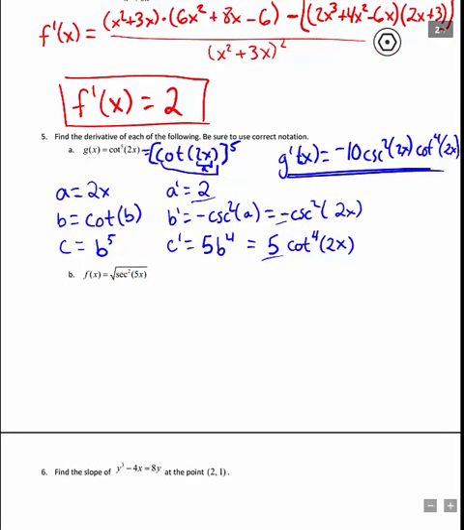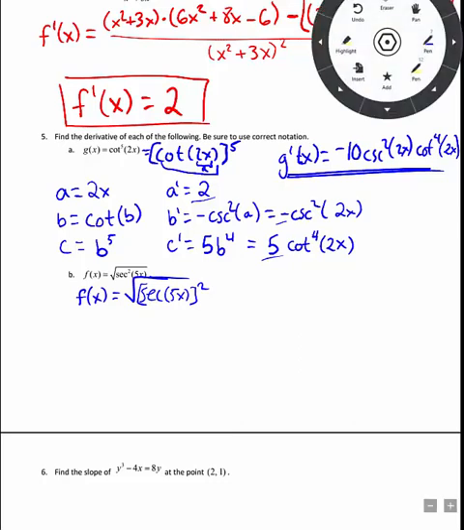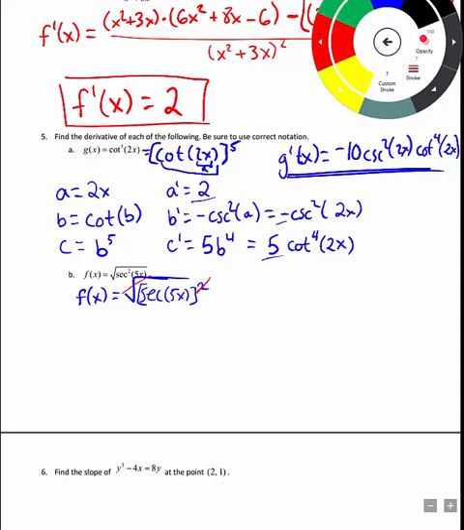Okay, on part B, if we rewrite this, we'll get f of x equals radical secant of 5x squared. And you can do the AB method, I'll do that, but like I showed you guys in class, a much quicker thing that you could notice, anytime you have a squared and a square root, they cancel out.